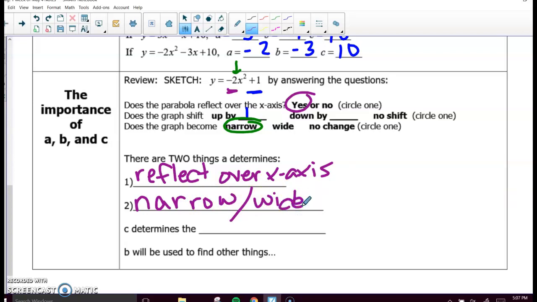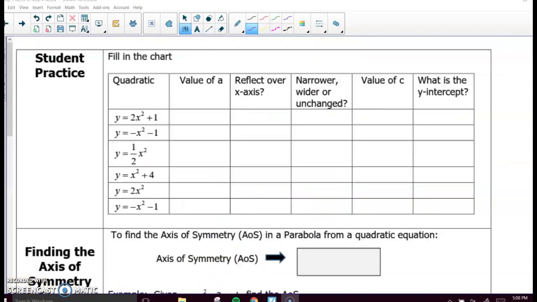The c value determines our vertical shift, whether my graph shifts up or down. Taking a look at the next page, student practice to fill in the chart.